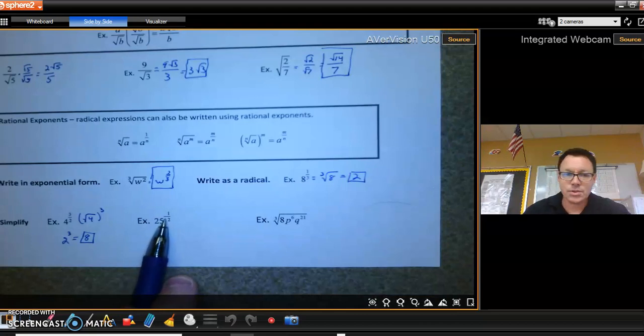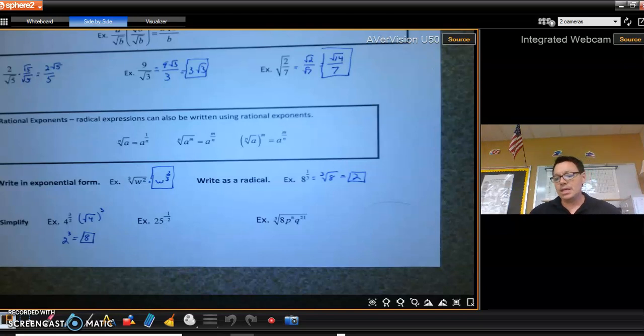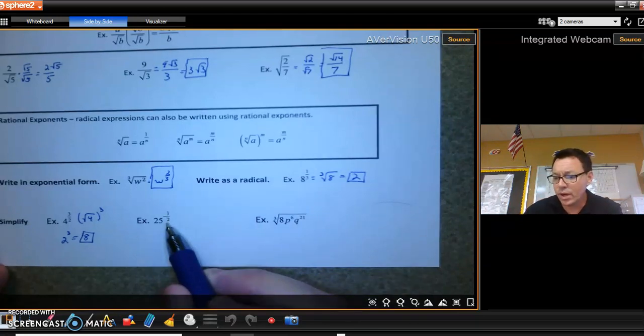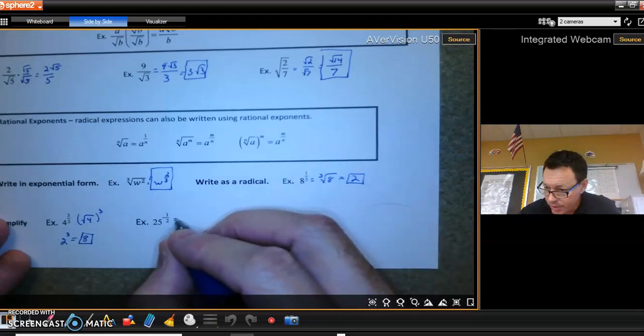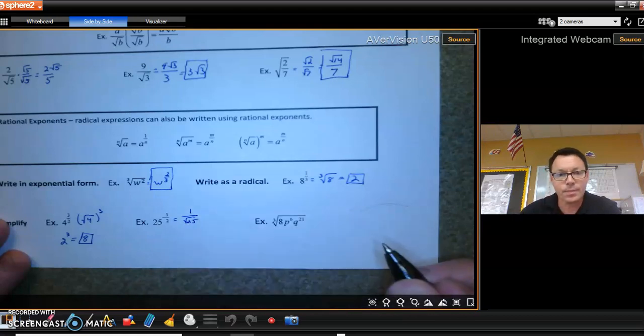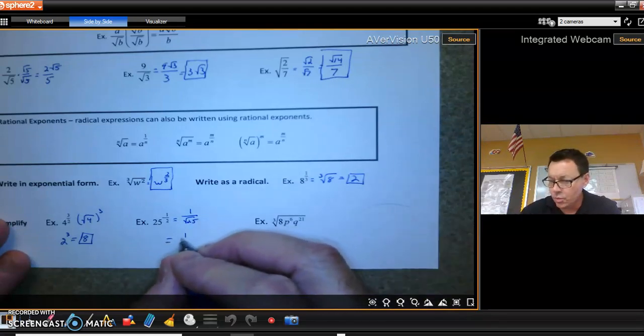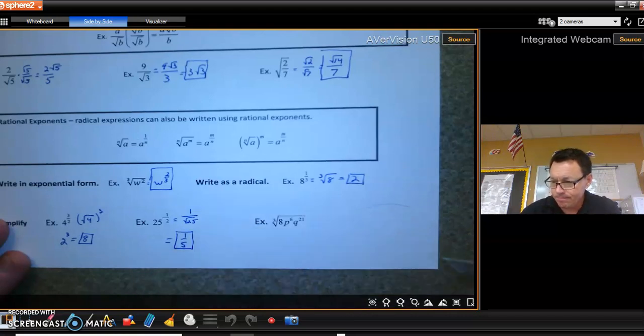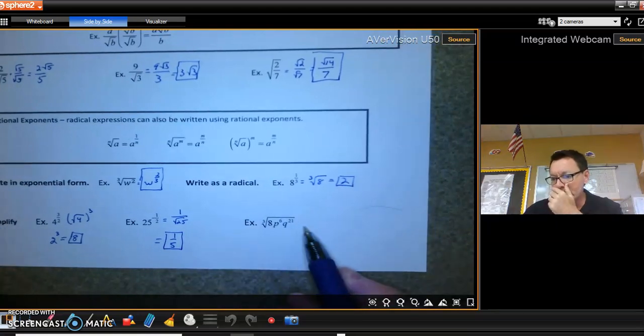25 to the, this is hard to read, but this was intended to be negative 1/2 power. Okay, 25 to the negative 1/2 power. So again, what does negative mean? It means that this is actually down in the denominator. So we're going to move it down to the denominator in a second. But also the 1/2 power means we're taking the square root of this. So all in all, what we're really doing is 1 over the square root of 25, which you're all going to know is 1/5. Okay? All right, look at the next one.